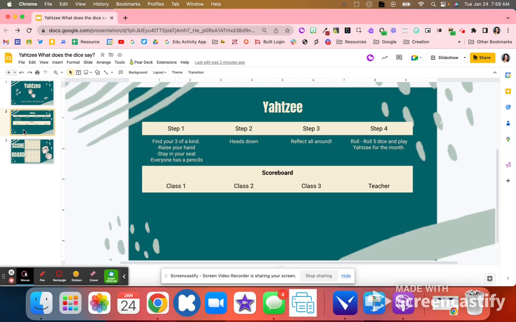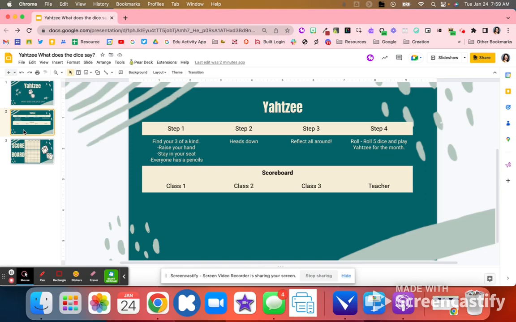Step number 2 is they're going to do a vote. After the class period or after the time, students are going to put their head down and vote on whether or not they think they met those 3 of a kind. They are going to self-reflect and say, yes, our class did a great job of raising our hands today. Yes, we stayed in our seat. Yes, everybody had a pencil, or maybe no. They're going to raise their hand if yes, and keep their heads down if no. You can't override them. If you disagree, you can always say no and why.